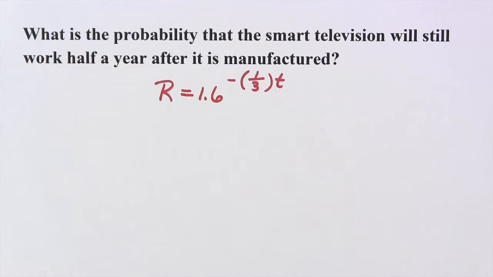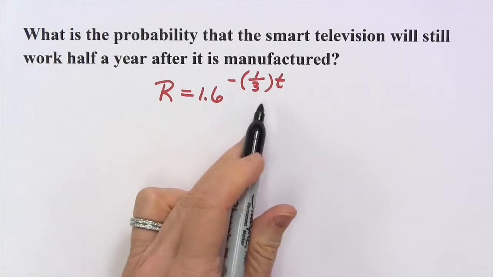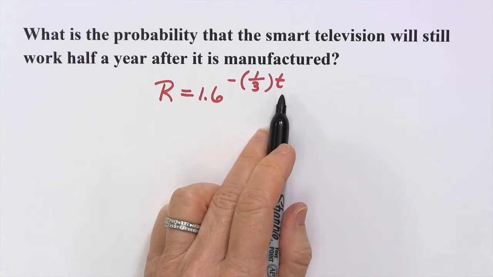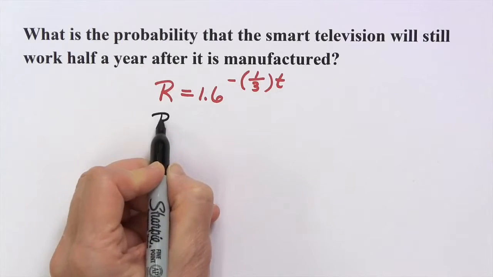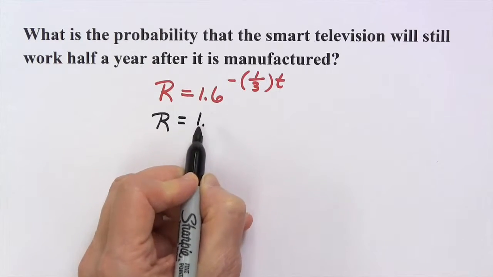What is the probability that the smart television will still work half a year after it is manufactured? Half a year after it is manufactured. Well, I wrote down the reliability function. Here it is. So remember t, that stands for years. So I've got half a year. So I want to know what's the reliability.